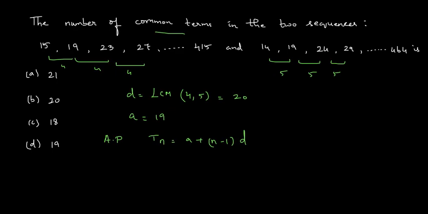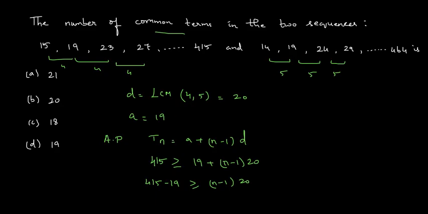Let's consider the difference d, and we don't know the number of terms. Let's consider the last term as 415, but we don't know whether 415 is going to be the last term or whether something below 415 can be one of the terms. So let's consider 415 is greater than or equal to a plus n minus 1 into d, where a is 19 plus n minus 1, we don't know the number of terms, that is what we have to find, into 20. Now, 415 minus 19 is greater than or equal to n minus 1 into 20.